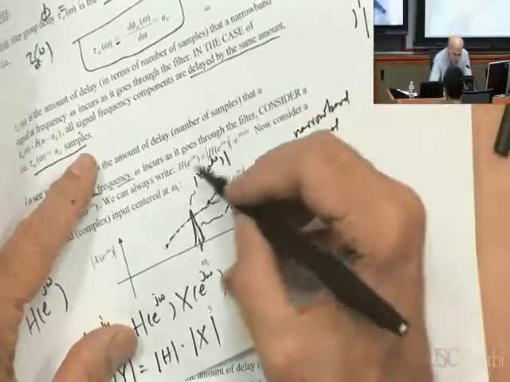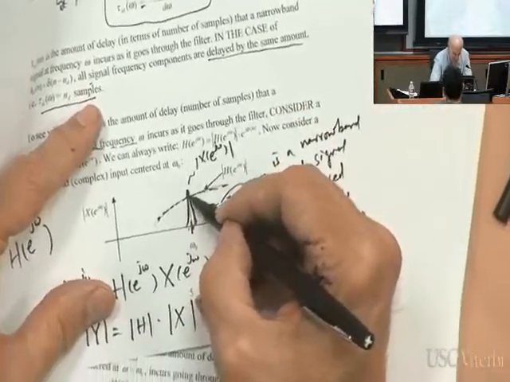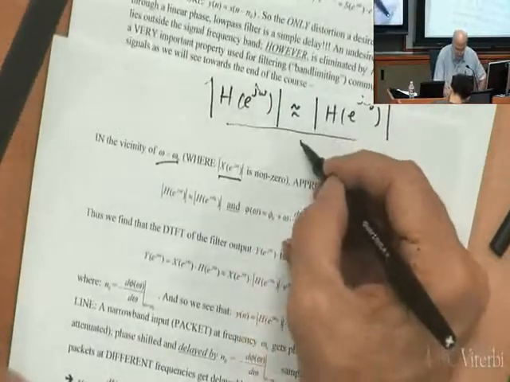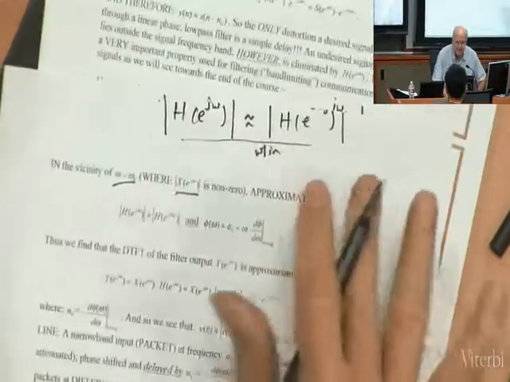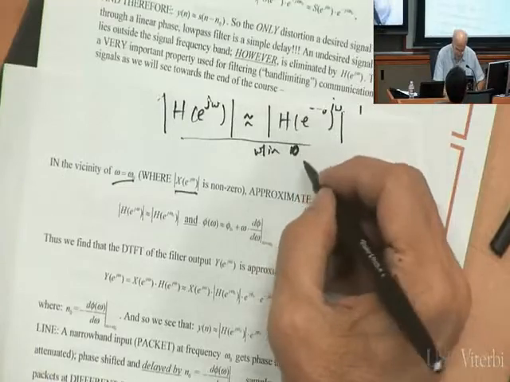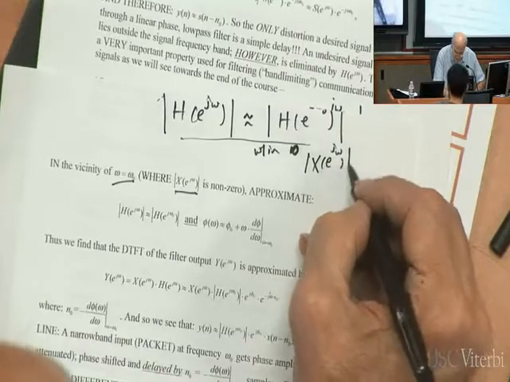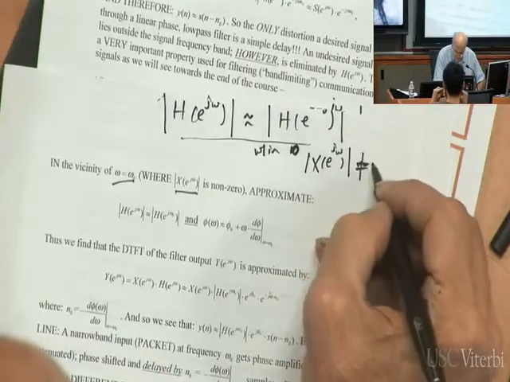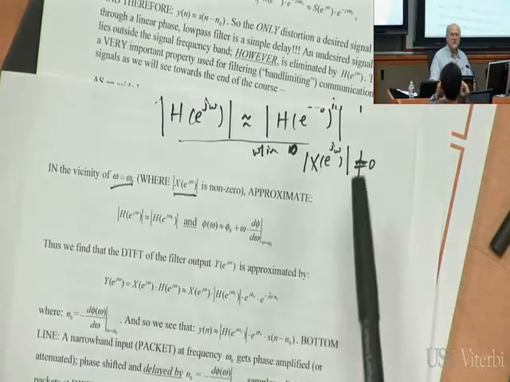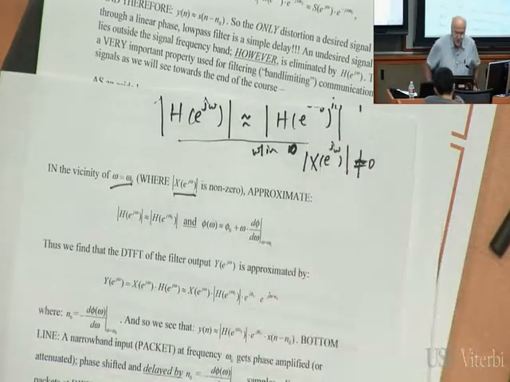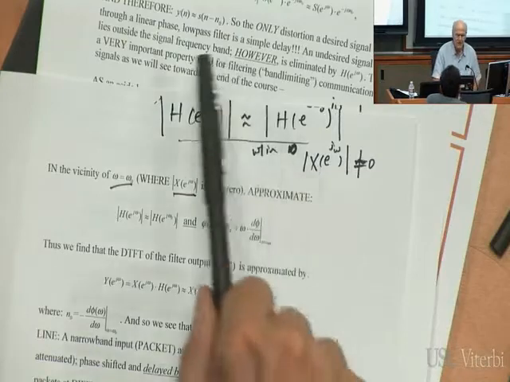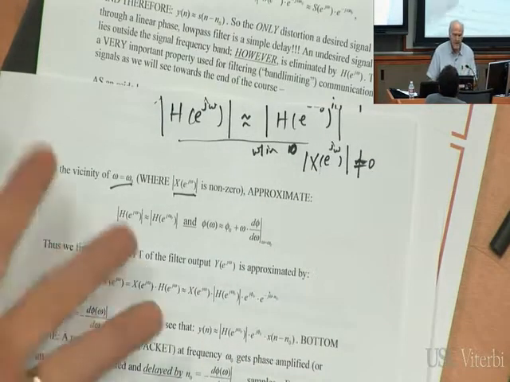So all I'm arguing here is the magnitude of H doesn't change much over this very narrow region. So within that narrow region, within the region where the magnitude of X is not 0, in other words where X of e to the j omega is non-zero, since it's very narrowband, I'll make that approximation. Okay, so that's the magnitude of H.